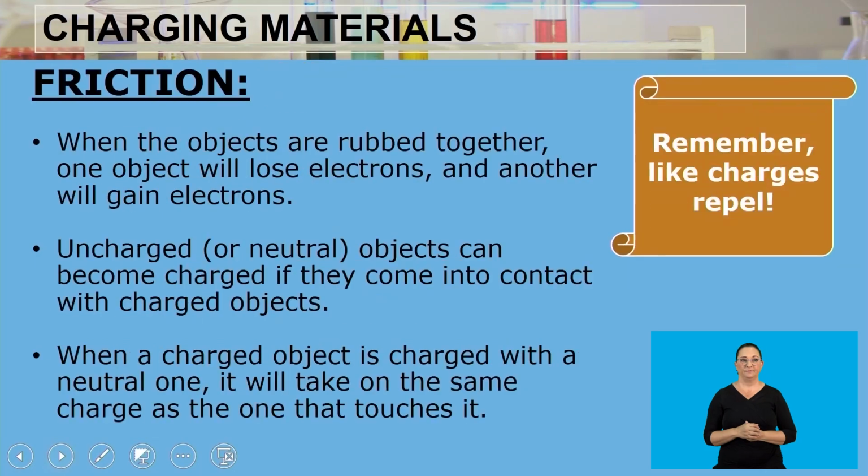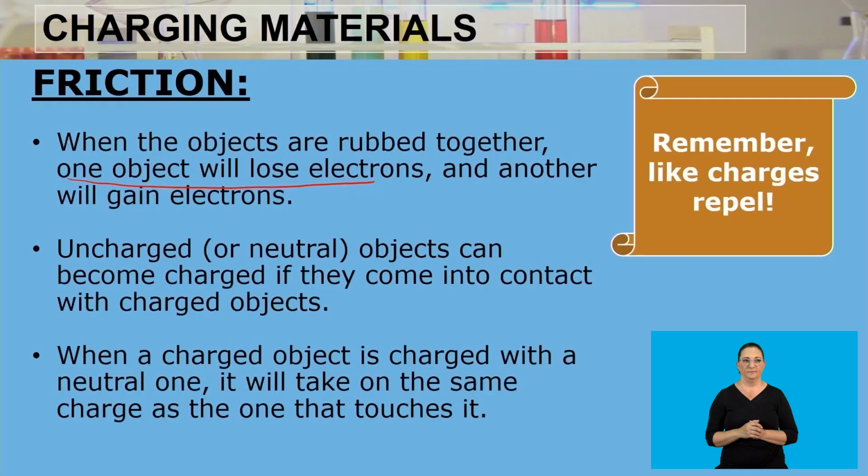However, seeing that we have three ways in which a material can be charged, for the purpose of this lesson, we're only going to be focusing on charging the material by friction. So now let's start. What do we mean by friction? When objects are rubbed together, one object will lose electrons and the other one will gain electrons.